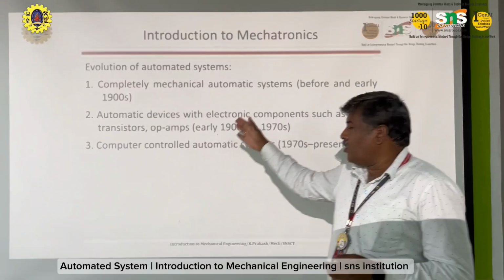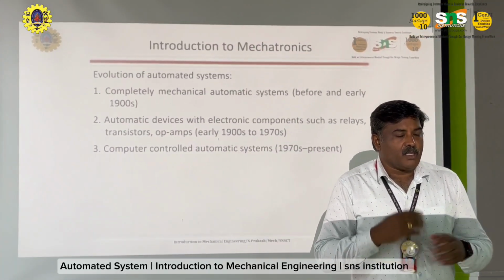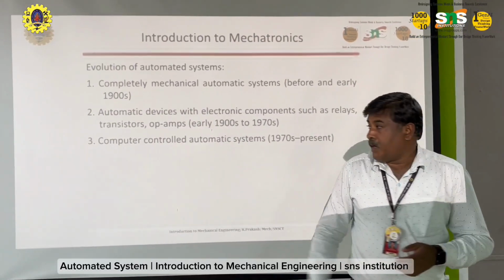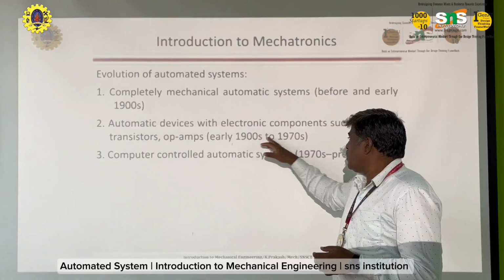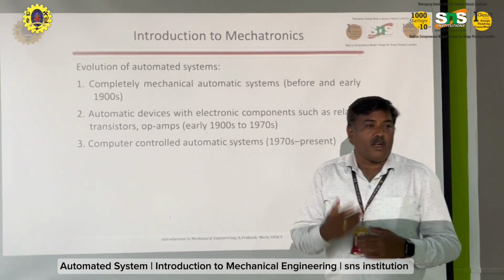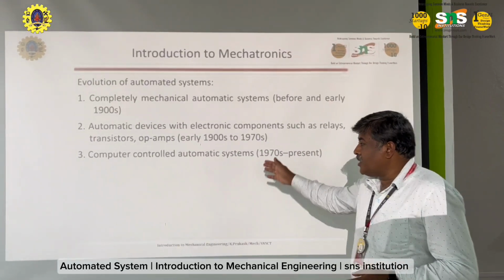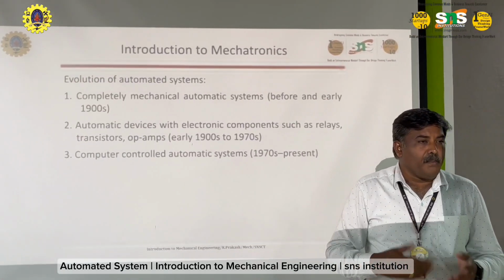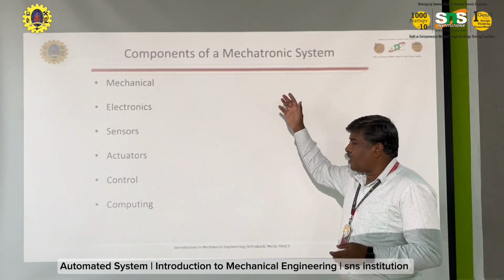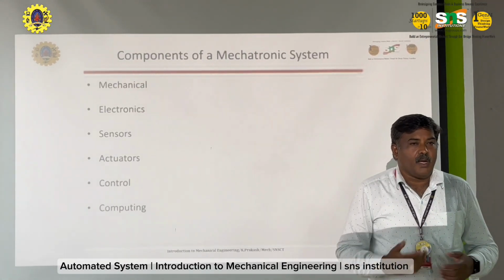During the 19th century, mechanical systems were there, and automation was not available. From the 19th century to the 1970s, we used some electronic components in the existing mechanical systems. Later, from the 1970s, we made automatic systems with the help of computers. So these are the revolutions, and now we come to the main components of the systems.